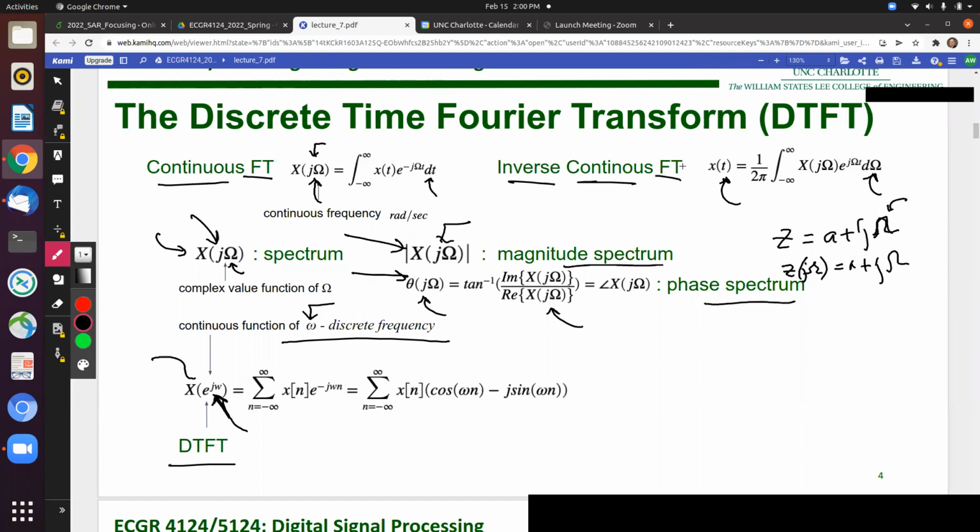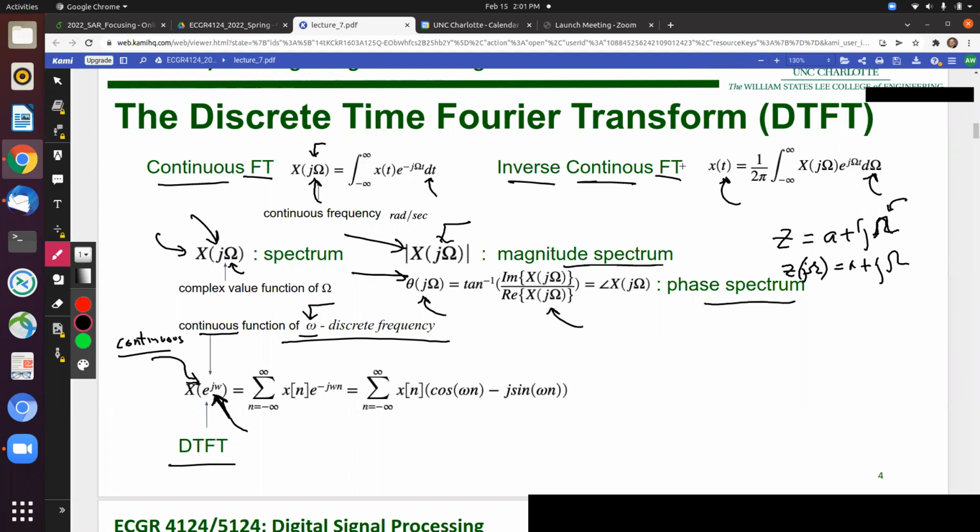Note very importantly, we have parentheses. So this is a continuous function of omega. Why do I keep writing that down? This is in discrete signal processing. A lot of people get confused and think that this is a discrete function, like omega needs to be an integer. It does not need to be an integer. Only when we write x of n, that's an integer thing. This is not an integer thing.